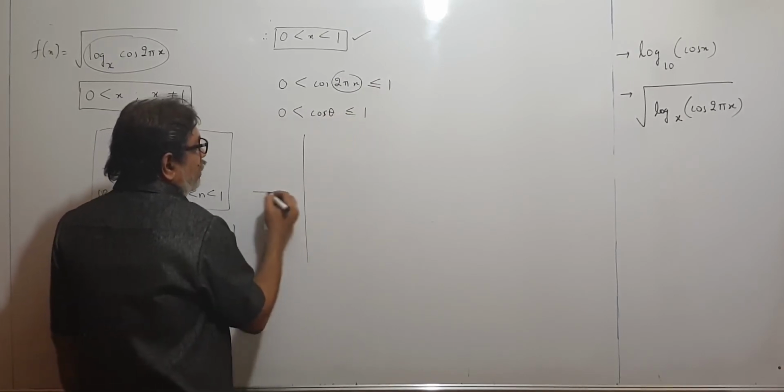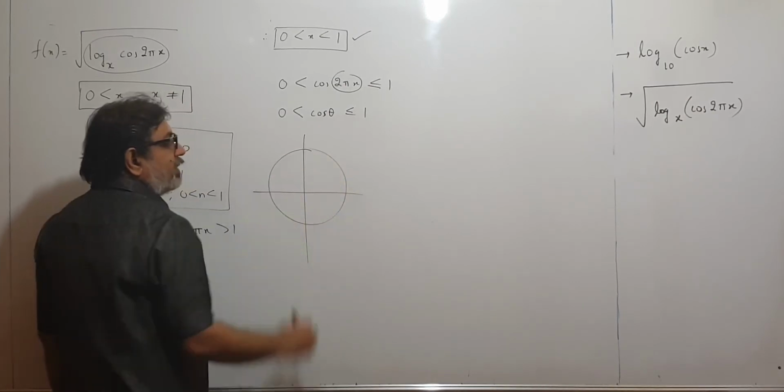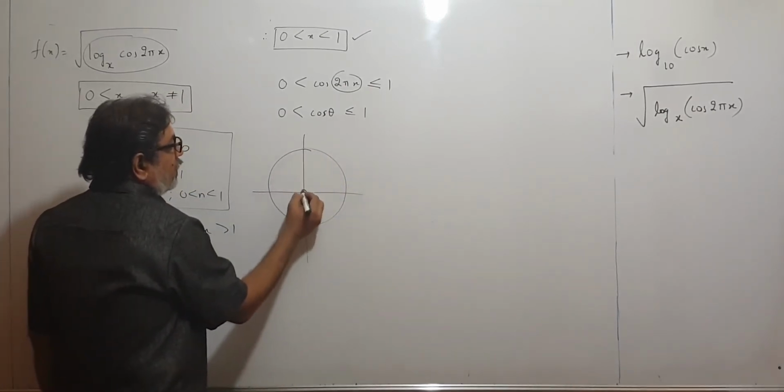So children, if you draw the unit circle, again, you want cos theta from here to here.